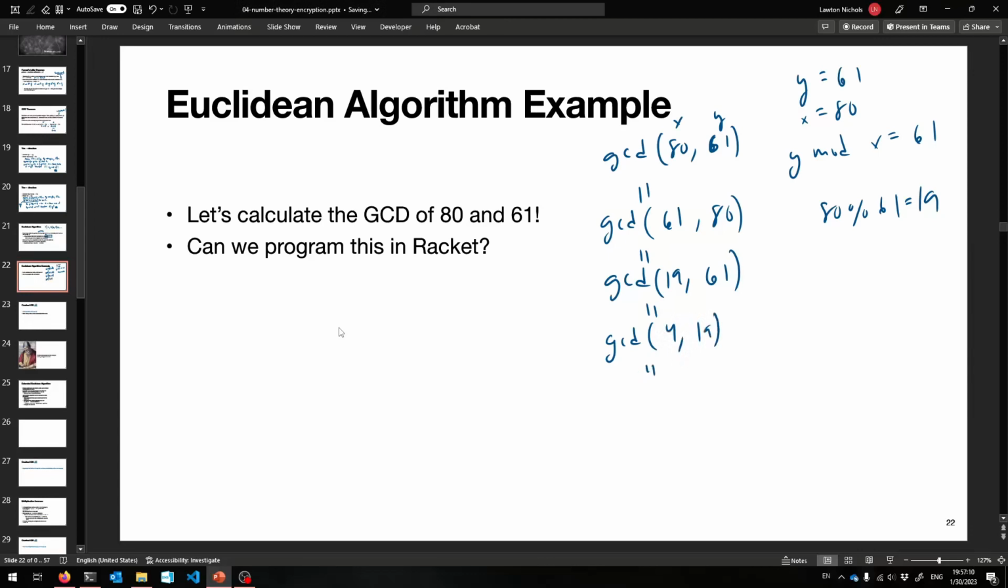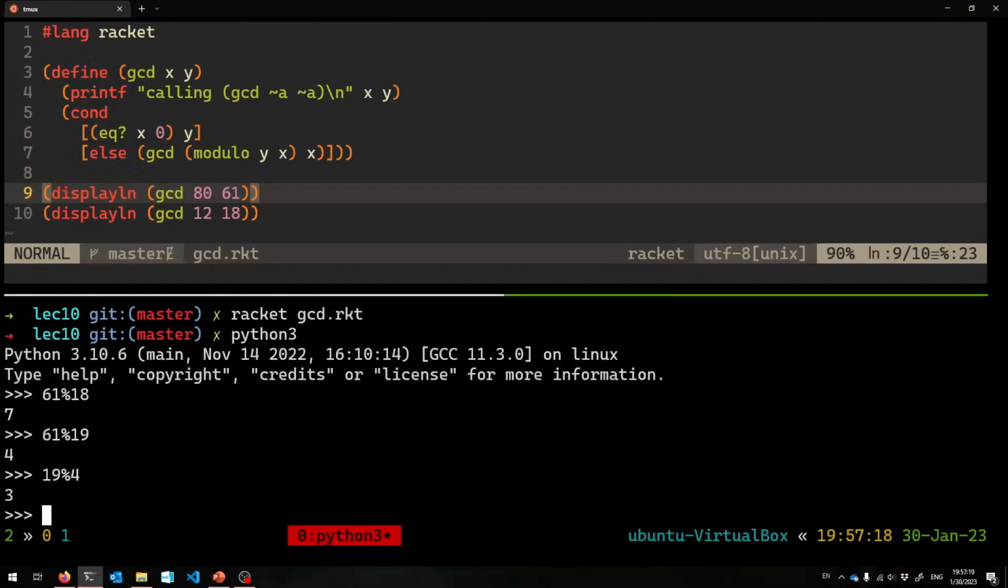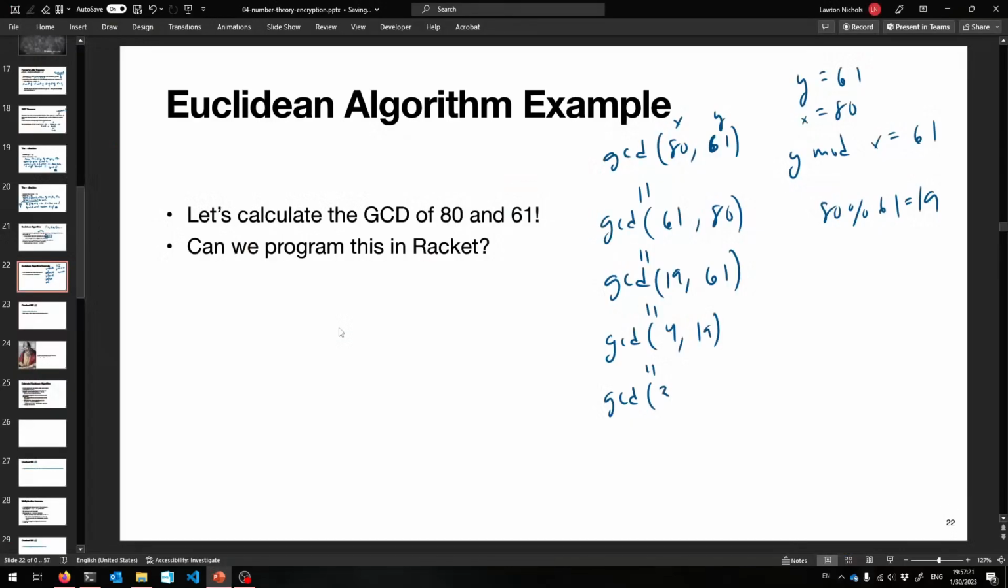And again, GCD of x and y is equal to the GCD of y mod x. So 19 mod 4 is 3, and the original x, so 3 and 4. Then we have the GCD of y mod x, so 4 mod 3, that is 1, and then x, so that's 3. That's equal to the GCD of y mod x again, 3 mod 1.